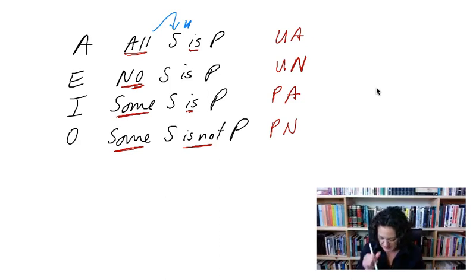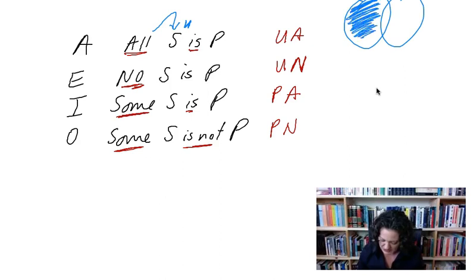All right, we could make a Venn diagram for this if we wanted to. Here's the baseball hat, and here's black. And this one would say all S is P. So all baseball hats are black. So we would cross out the part where there's not an overlap between baseball hats and black.